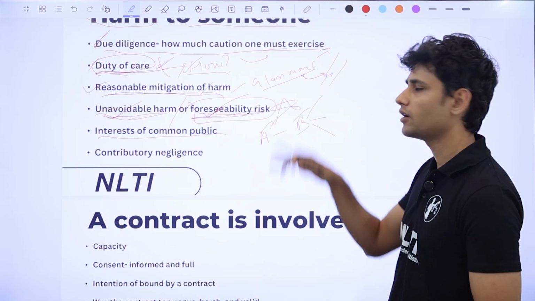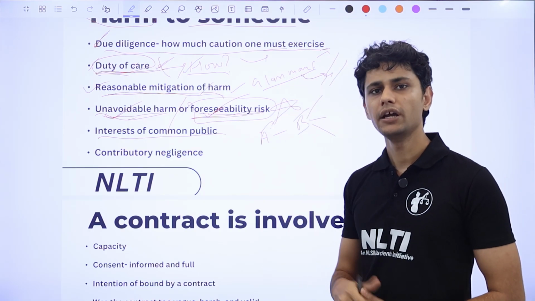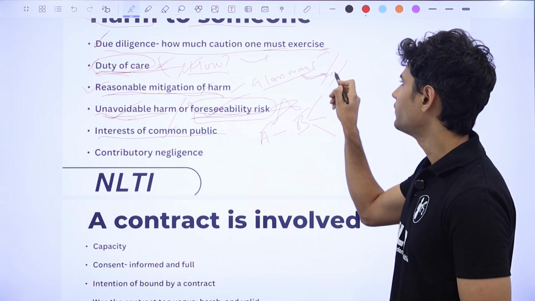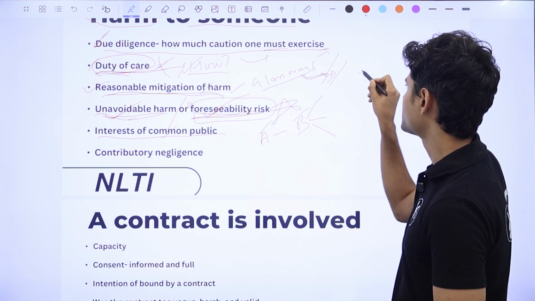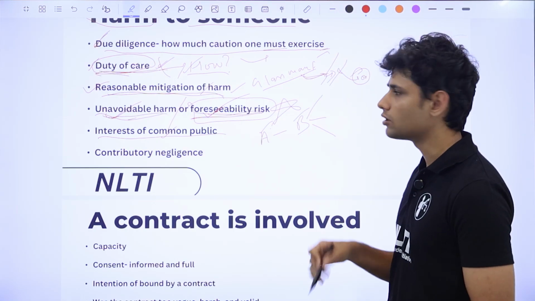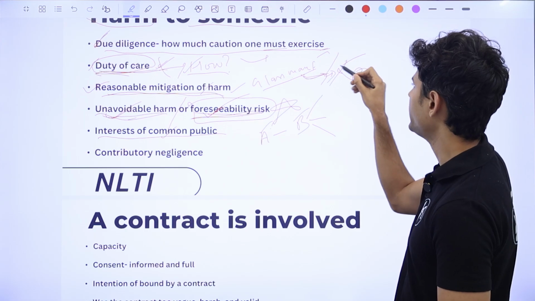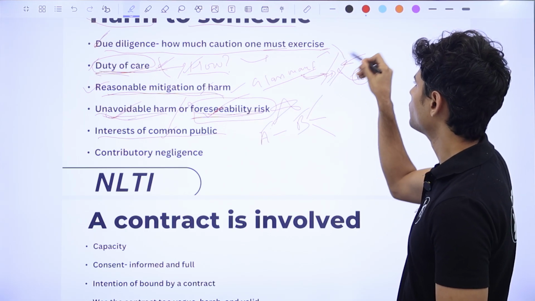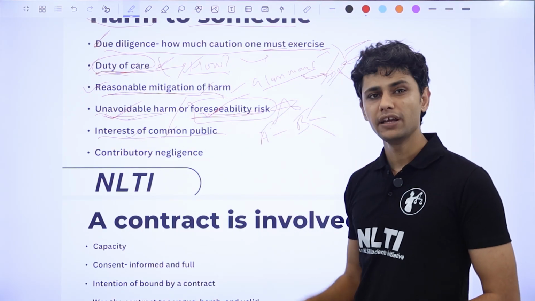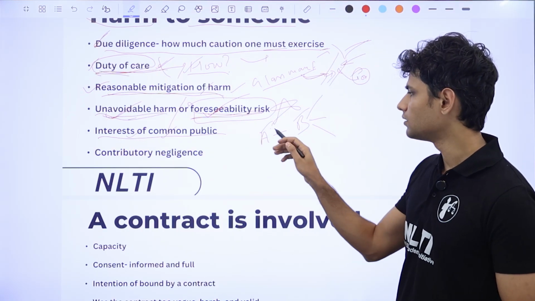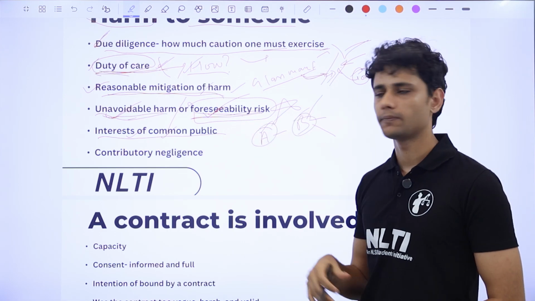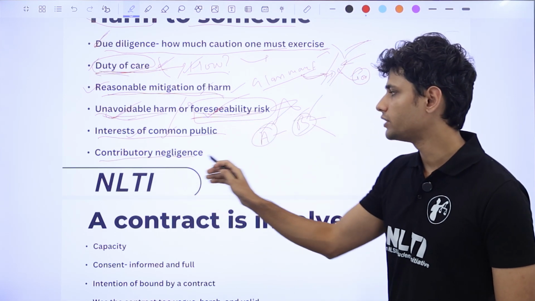So in this case of the glass manufacturing industry, which is dumping waste in a river, you can say that the interests of the common public are also at stake, because by dumping waste, they're causing harm not just to, let's say, a surrounding village, which has 100 people who depend on this water. They're also affecting all the people who will be taking water from this river, which feeds into multiple rivers. So that way you can say that the interests of the common public are also important. Use this when you feel that the effects of harms are more than just limited to the two parties who are involved. The third and the last one is contributory negligence.